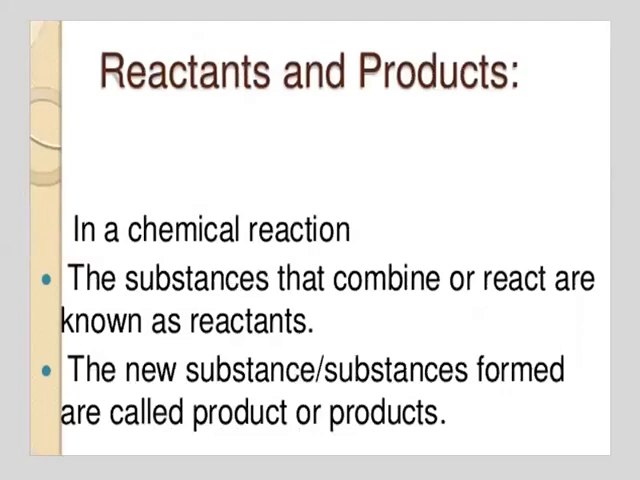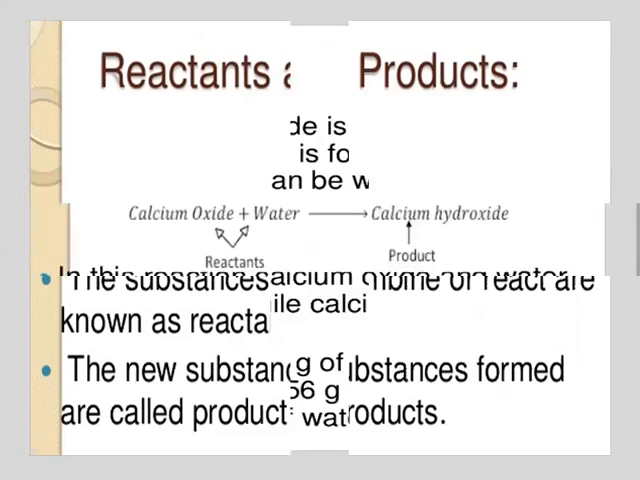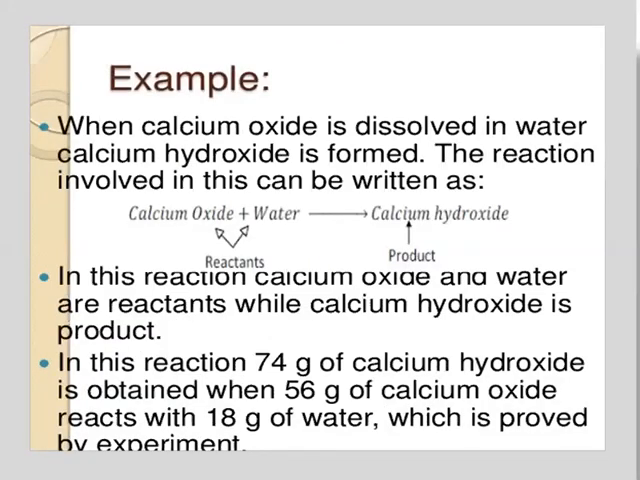Here, the reactants and products are involved in a chemical reaction. The substances that combine or react are known as reactants. The new substance or substances formed after the change are called product or products. Let us take an example. When calcium oxide is dissolved in water, calcium hydroxide is formed. The reaction can be represented as calcium oxide plus water gives calcium hydroxide. These two are the reactants, whereas we have a single product, calcium hydroxide.